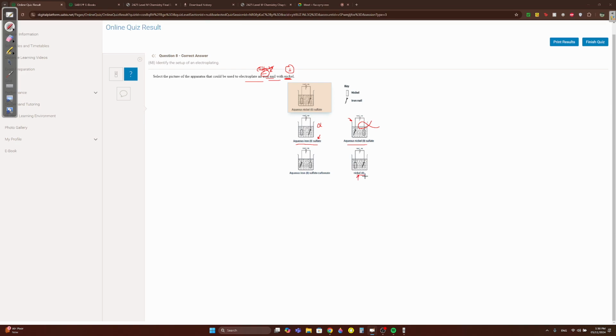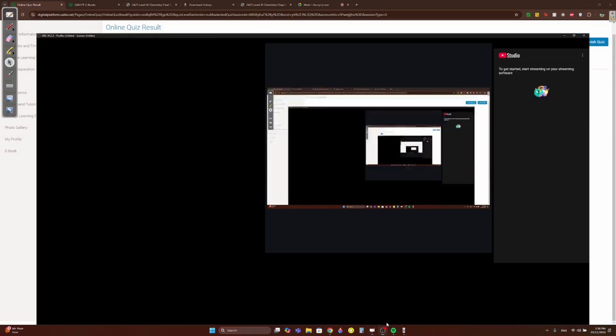Here, it's just nickel. We said nickel solution, right? It has to be something aqueous nickel in the solution. It can't just be nickel. So that's wrong. Aqueous iron sulfate, carbon. There's no nickel here. Why is this one right? We have a nickel solution, and our nail is at the negative side, so it's the cathode, and our nickel is at the positive side. So it's going to be this one. That's it for question 8. Thank you so much for watching. Good luck.